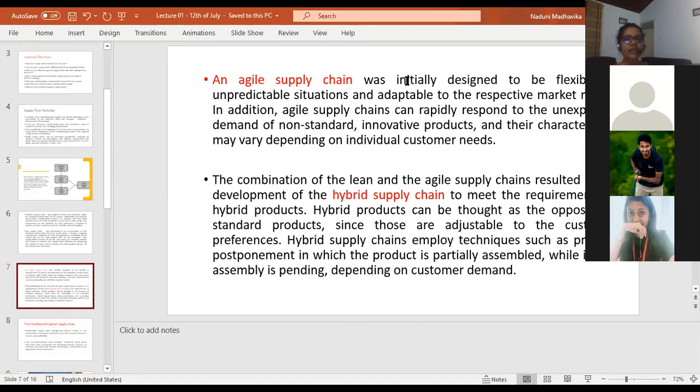Next one is agile supply chain. An agile supply chain was initially designed to be flexible in unpredictable situations and adaptable to the respective market needs. So we know that during a year there would be fluctuations in the demand. It may be because of a seasonal time, like the New Year, or else it may be because of situations like COVID. It may be because of situations like the tsunami. As a result of that, we know that the market needs keep on changing.